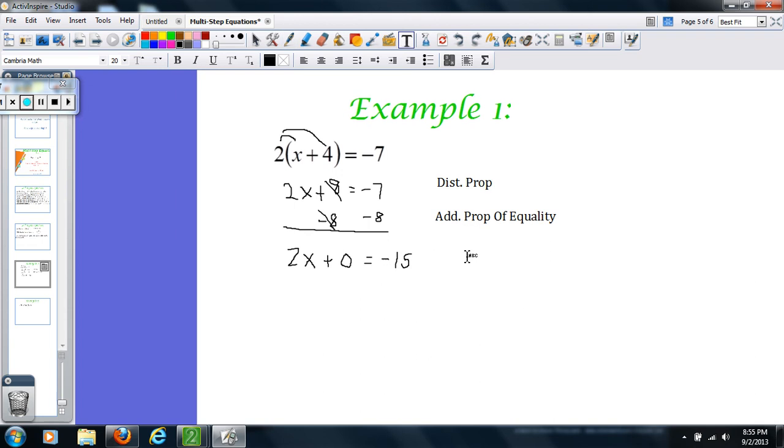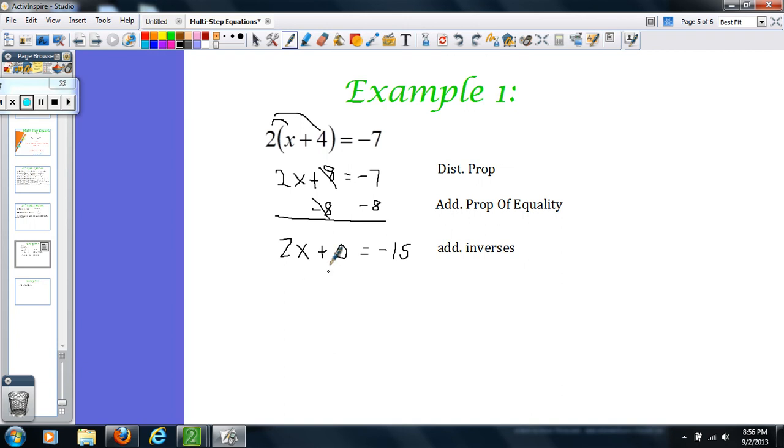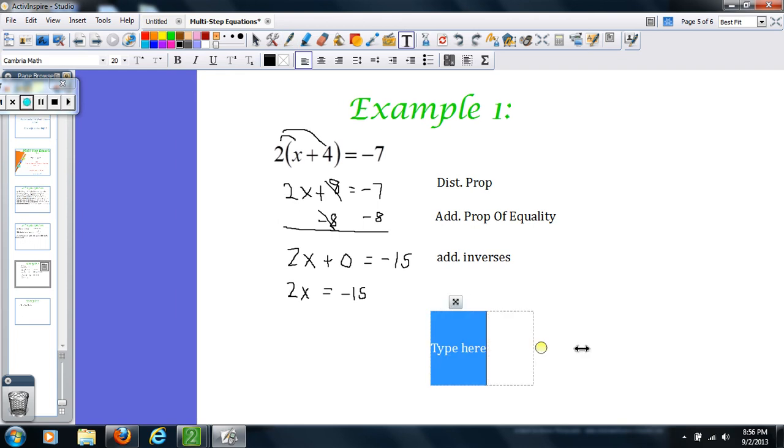And what allowed me to do that was the additive inverses. Okay, because the inverse of 8 is -8, which means that when I add the two together, I get 0. From here, 2x plus 0 becomes 2x equals -15. And again, let's put our property up there. This time it is the additive identity.